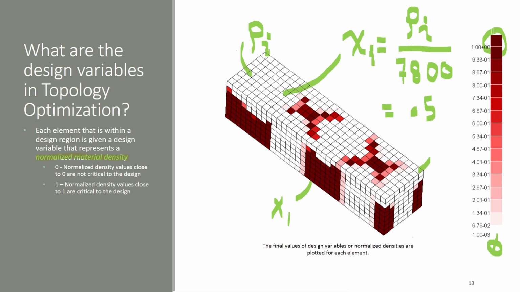Design variables that are close to 1, on the other hand, so that's the top of the spectrum, these can be considered critical for the solution. So these elements that you see here that are high in depth of color, you should keep these elements in your solution. So here, keep.